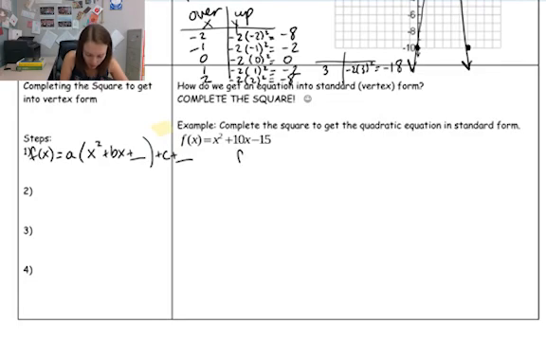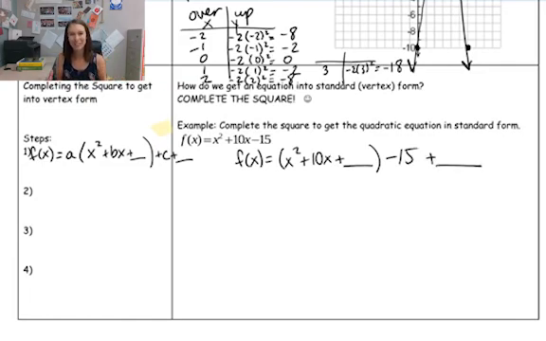So the first thing I'm going to do is just reformat this a little bit. There's no a value to factor out. So in this case, I'm just going to have x squared plus 10x plus blank minus 15 plus blank. So I didn't really do much other than restructure this a little bit.